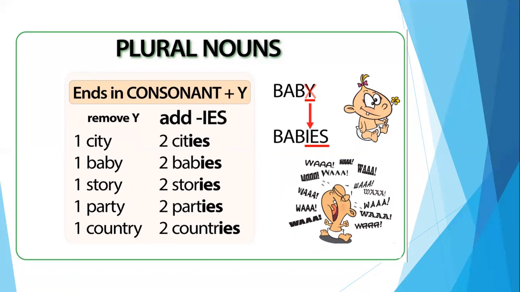Like that, look at the examples. One city, two cities. One baby, two babies. One story, two stories. One party, two parties. One country, two countries. Let's move on.